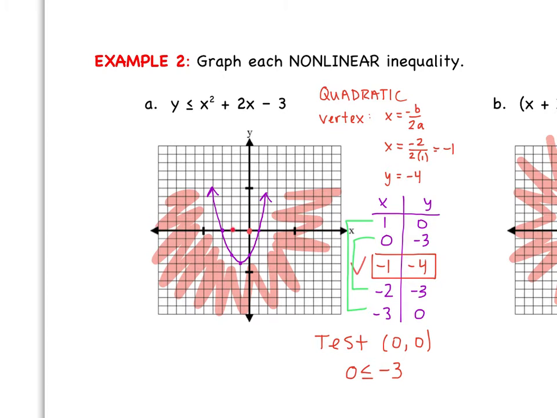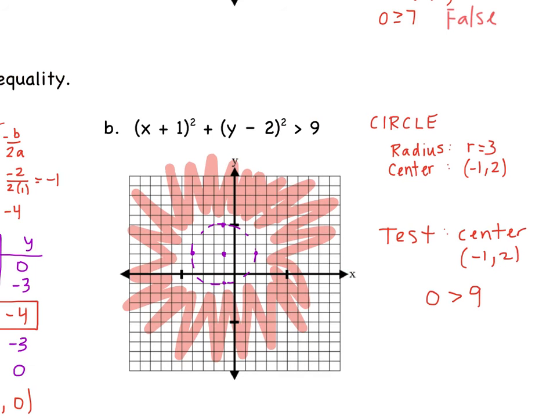So since it's not true on the inside of my parabola, I then shade on the outside. Now we're going to look at a circle. Hopefully you can remember or recognize that this is an inequality for a circle. If we change that to an equal sign, we'd have an equation. We have (x + 1)² + (y - 2)² > 9.